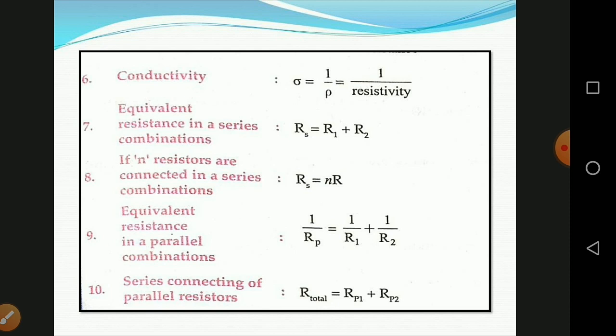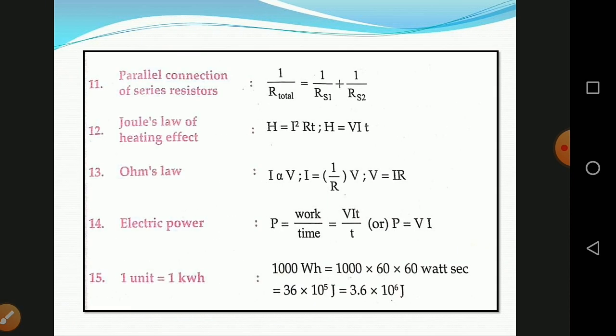And the next one is equivalent resistance in parallel combination. That means 1 by Rp is equal to 1 by R1 plus 1 by R2. It's the same as the series connection. If you connect more resistors, you add plus 1 by Rn. Series connection of parallel resistors: R total is equal to Rp1 plus Rp2, resistors in parallel 1 and resistors in parallel 2. And the next one, parallel connections of series resistors.